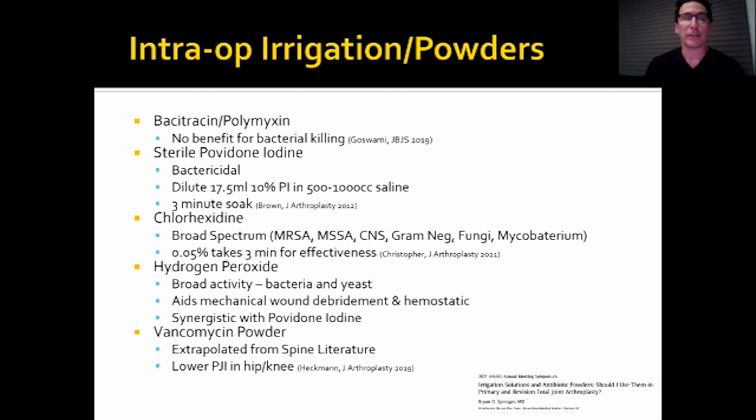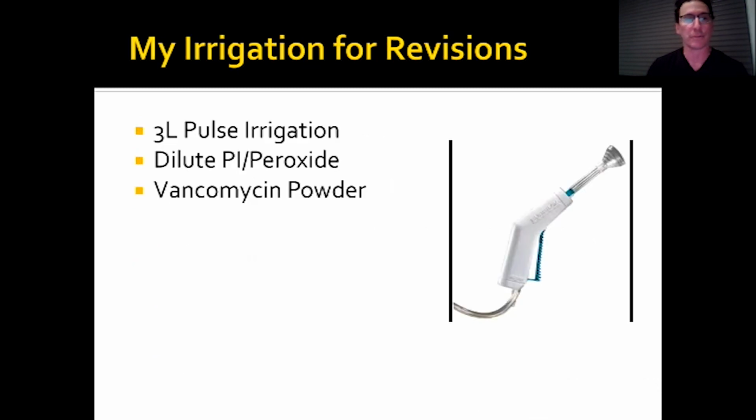Vancomycin powder, the data is really extrapolated from the spine literature, but has become really popular in hip and knee arthroplasty. I haven't adopted it routinely, but in suspicious revisions, I will use a vancomycin powder at closure.